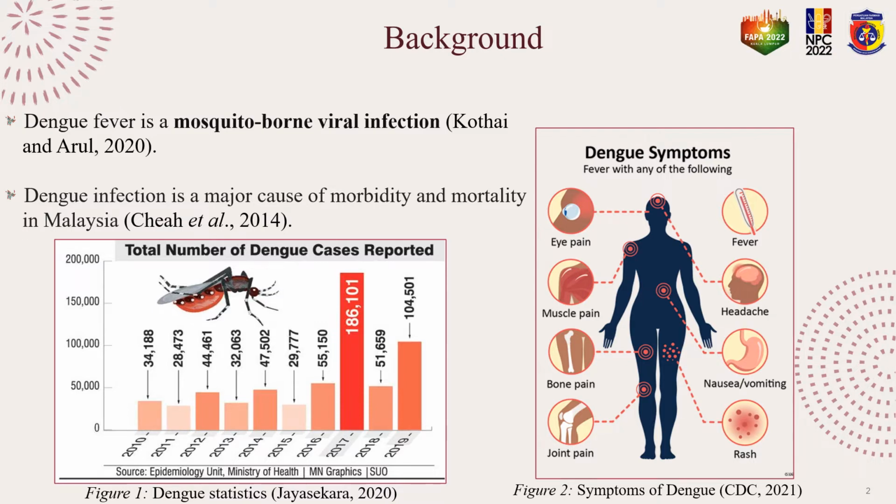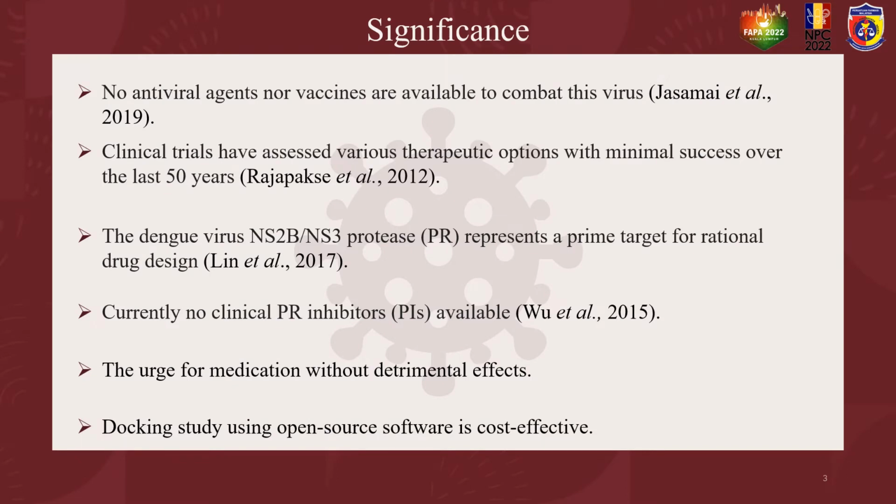headache, and so on. Having said that, the significance of this study is mainly covering the unavailability of curable drugs for dengue, and the clinical trials conducted for the past 50 years are also not that productive and efficient. As the NS2B NS3 protease in dengue virus has become a key target for viral destruction, we have chosen that as the target receptor for our study. Moreover, no protease inhibitors have been discovered so far. Furthermore, utilization of open source software reduces the cost of the research.